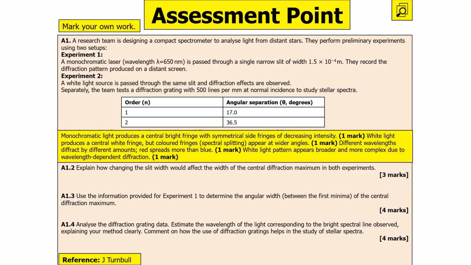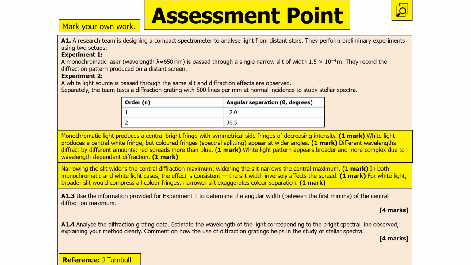In this first one, monochromatic light produces a central bright fringe with symmetrical side fringes of decreasing intensity. White light produces a central white fringe, but coloured fringes appear at the wider angles. The different wavelengths diffract by different amounts, so the red spreads more than blue. The white light pattern will appear broader and more complex due to this wavelength-dependent diffraction.